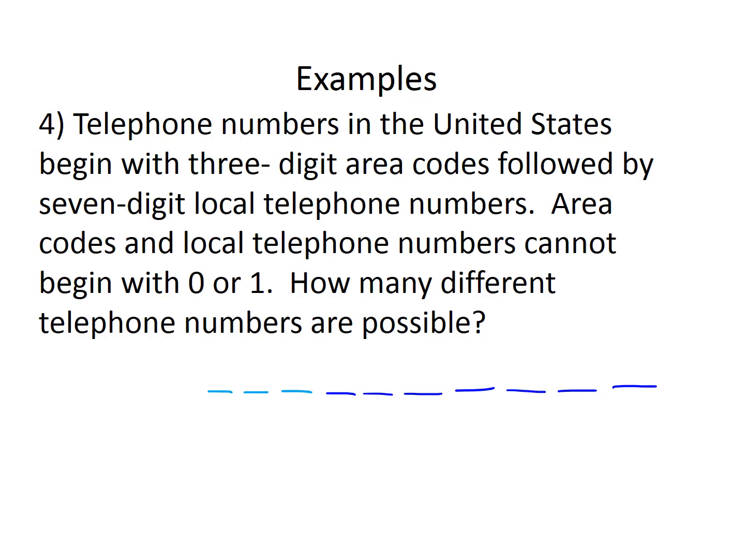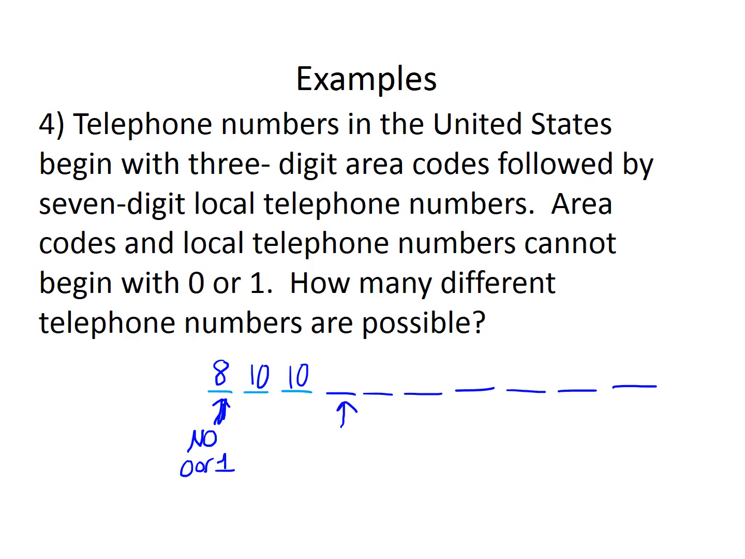So with the first digit, it can't be 0 or 1. So you could only get 2, 3, 4, 5, 6, 7, 8, 9. That's 8 possibilities. The digits 0 through 9, that's 10 numbers, but you can't have 0 or 1, so there's only 8 possibilities. But the second number can be any number, 0 through 9, so there's 10 possible digits here.